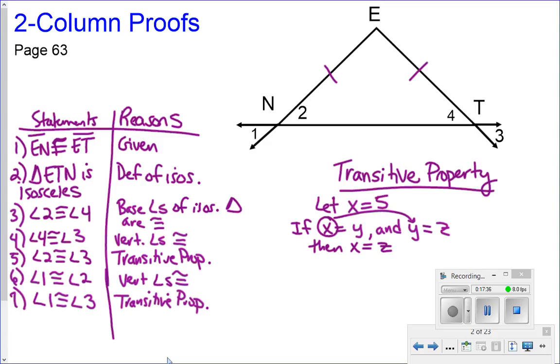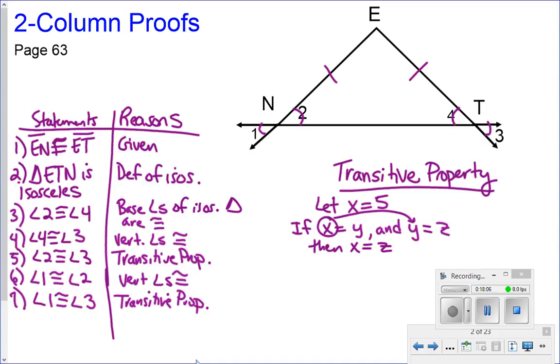So we have just proven what it is that we wanted to prove, which is that angle 1 and 3 are congruent. Okay, and we also used that this is congruent to that, and that this is congruent to that, and they're all congruent to each other because 2 and 4 were congruent. Okay, so now I've marked my diagram correctly. Okay, so we did need to use that transitive property there.